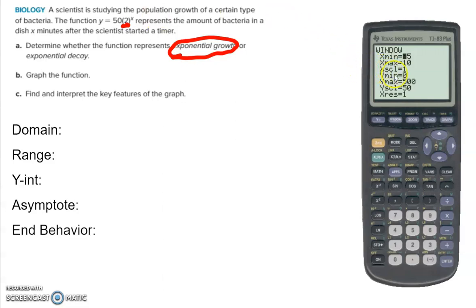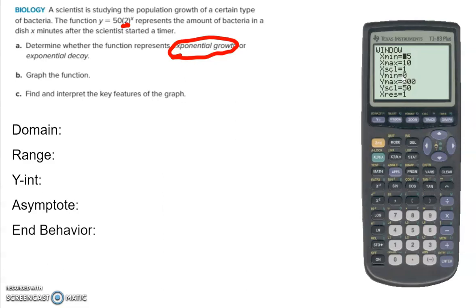My y minimum is going to be 0 because remember our asymptote is a boundary line. And the asymptote lets you know that for an exponential, you'll never cross the x-axis, which is where y is 0. Y will never ever become a 0 because you can't raise a base to a power to make it equal to 0. So I'm going to keep my y minimum at 0.